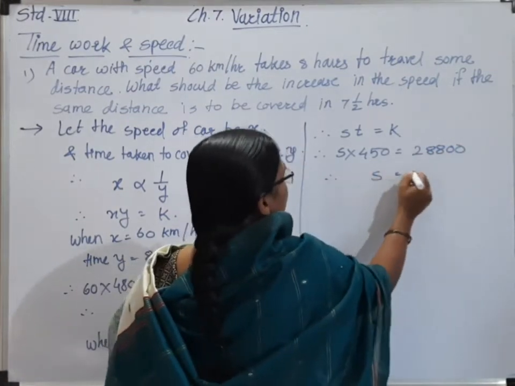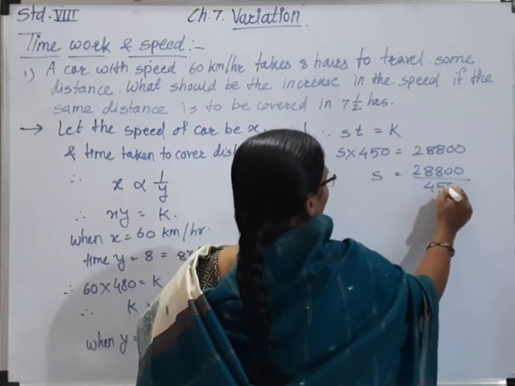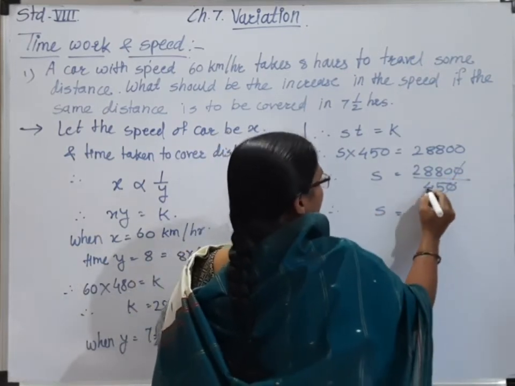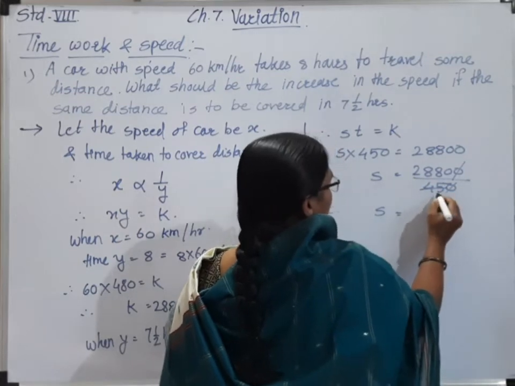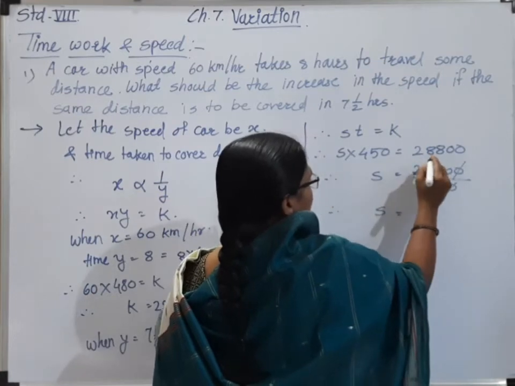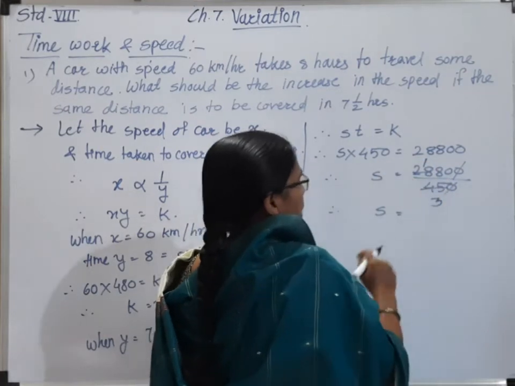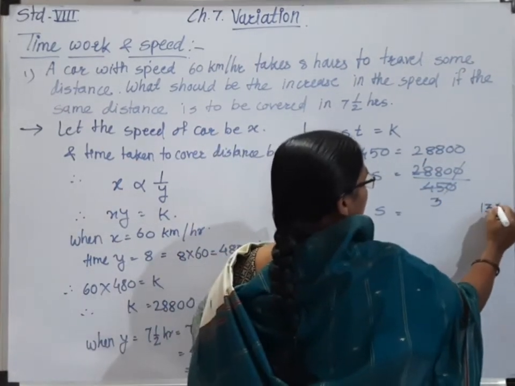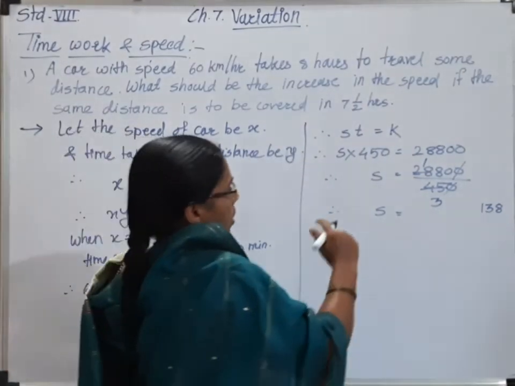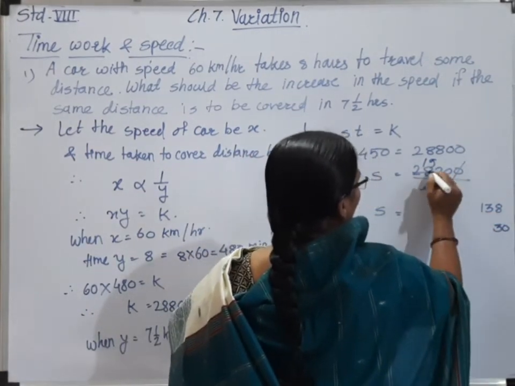Therefore S is equal to 28800 upon 450. The 10 will cancel, and it is divisible by 15. 15 threes are 45. Then 15 ones are 15, and 15 nines are 135. So 3 is left again and here is 0.